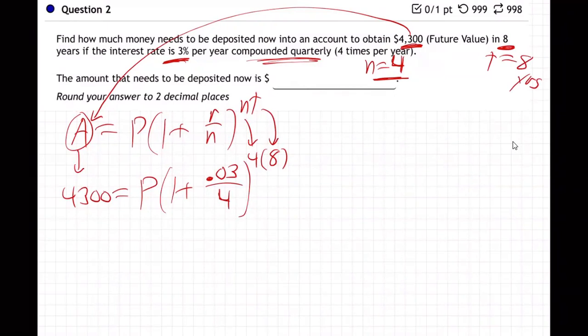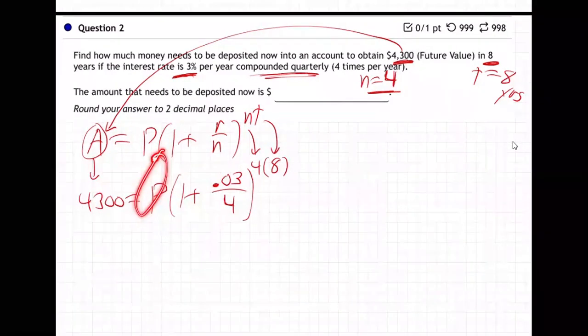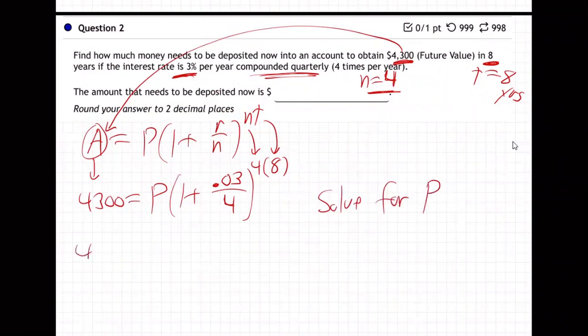They want us to find P, the principal, the amount that needs to be deposited now. What amount invested now will grow over 8 years to become $4,300? It's going to be some lower amount, right? Some amount lower than $4,300 invested now will grow to become $4,300 in 8 years. What is it? What's the amount now? The amount that needs to be deposited now. Well, we've got to solve this equation. I'll write over here: solve for P. So how do we solve for P?